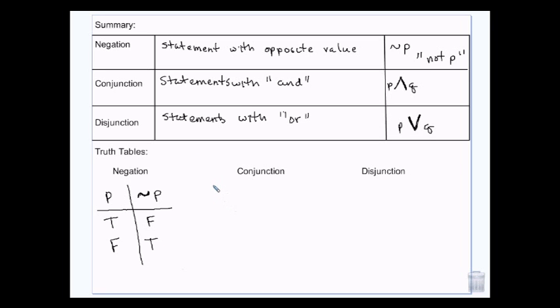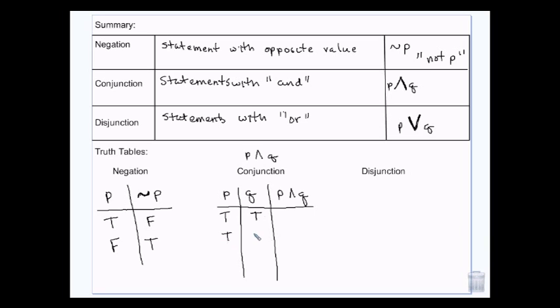Then we can make a table for conjunction. So P and Q is my conjunction. So I want to make a table for that. So I have a P, I'm going to have a Q, and I'm going to have the two of them together. Okay. If I start with a true P, and I'm joining it with a Q, I can have a true P and a true Q.